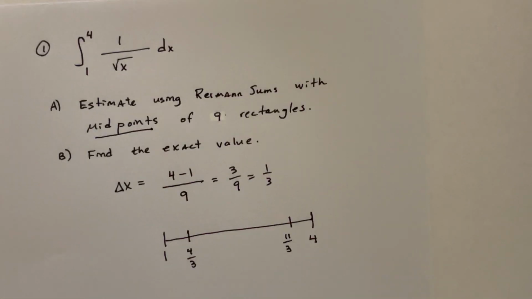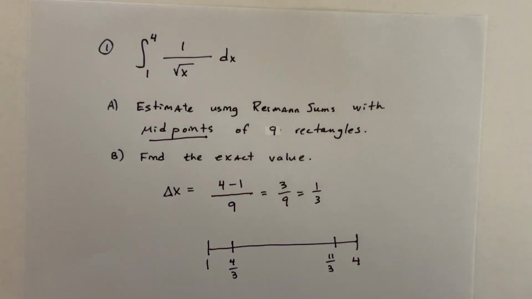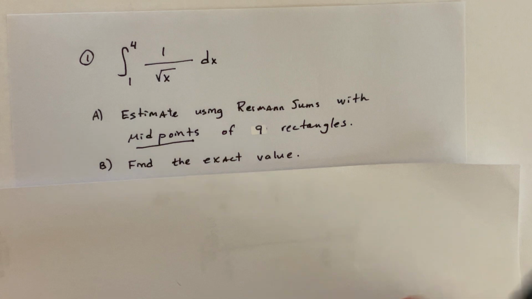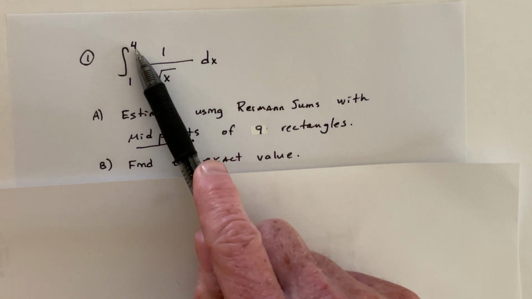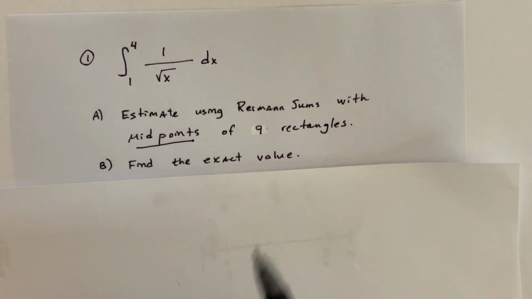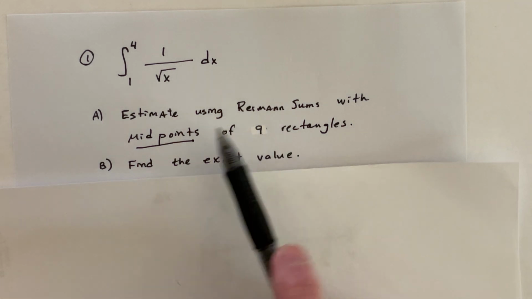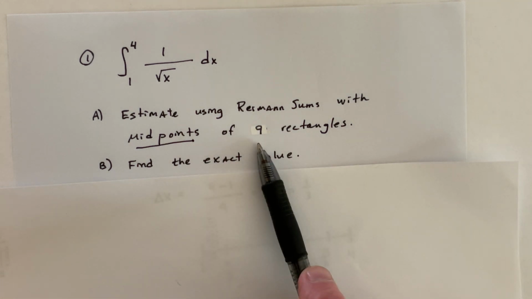So for my first example, the function itself is 1 over the square root of x going from 1 to 4. So this basically means find the area under the curve as x goes from 1 to 4. And first, use the Riemann sum with the midpoint of 9 rectangles.